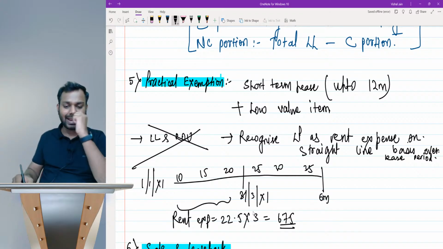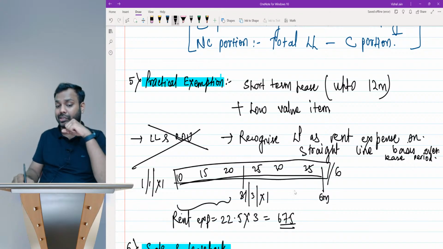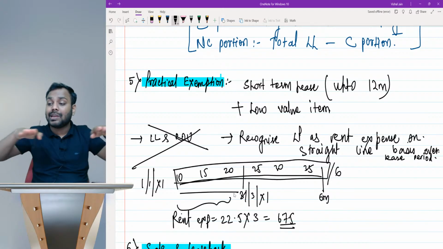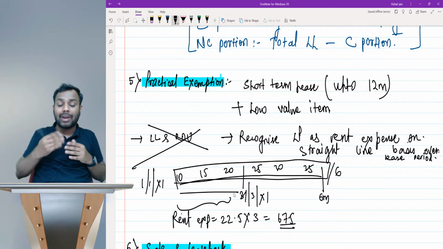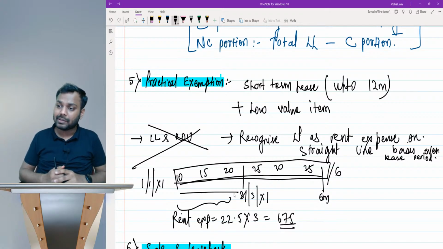And what did I do? How did I calculate 22.5? I aggregated all and divided by 6. That is the average, and then I multiplied it for 3 months. I will recognize rent expense on a straight line basis, not 10, 15, 20, 25, 30. No, I did not do it like that. Is that clear to all, guys? The practical exemption is clear to all?